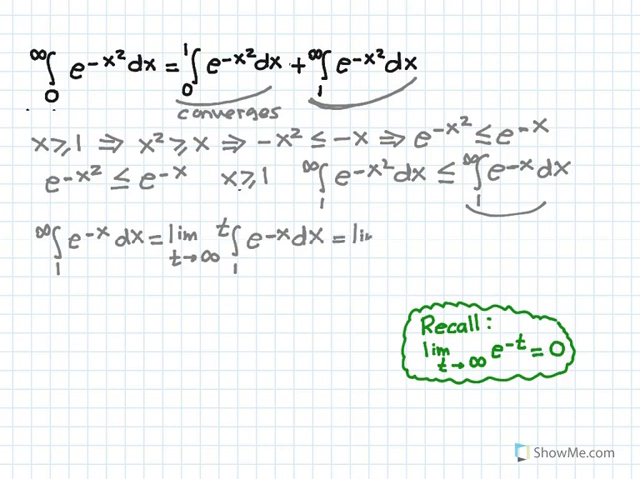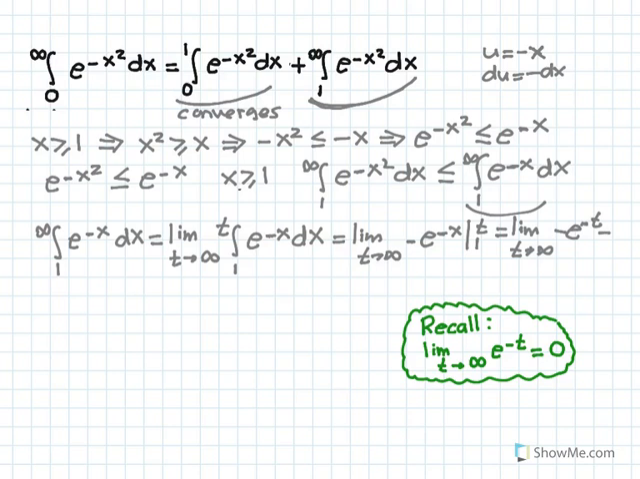That's equal to the limit as t goes to infinity of e to the minus x divided by negative 1. That's due to the substitution rule. We're letting u be equal to minus x. Then u equals minus x, and du equals minus dx. All right, so the limit as t goes to infinity of minus e to the minus x, evaluated from 1 to t. Apply the fundamental theorem of calculus. We get the limit as t goes to infinity of minus e to the minus t minus minus e to the minus 1.